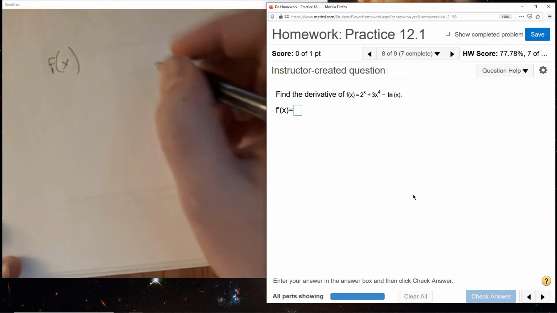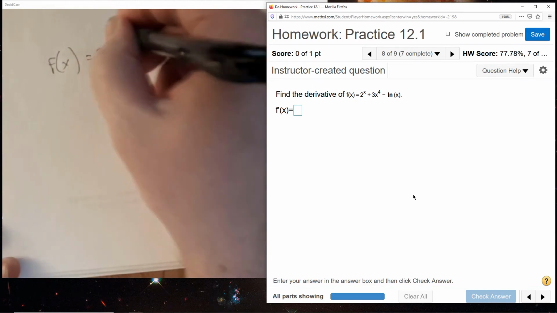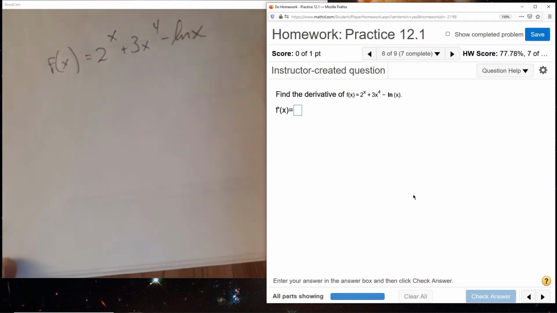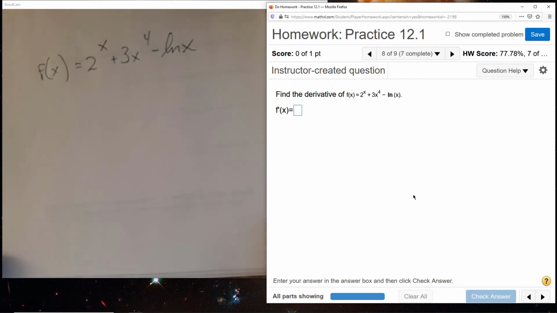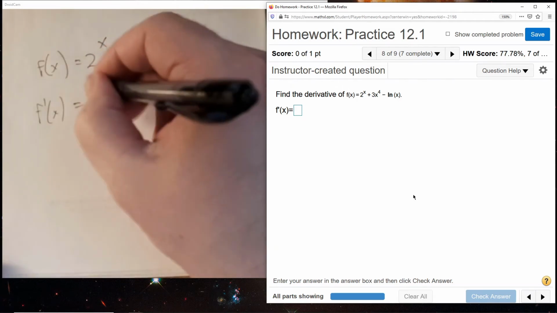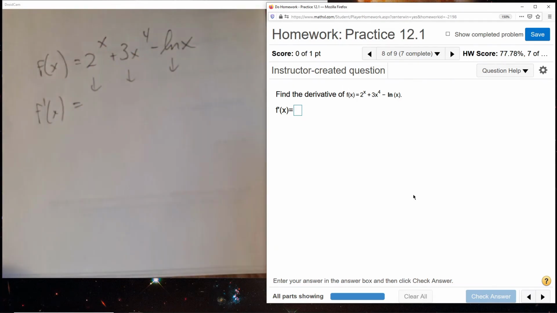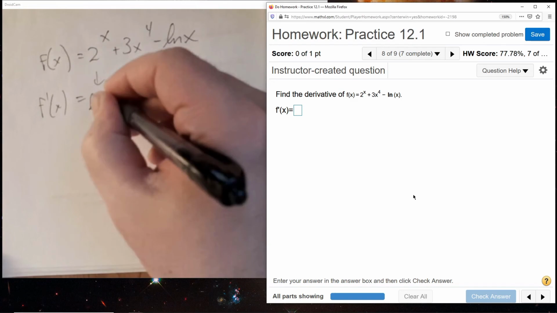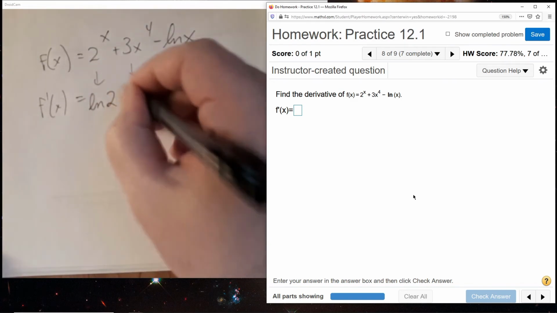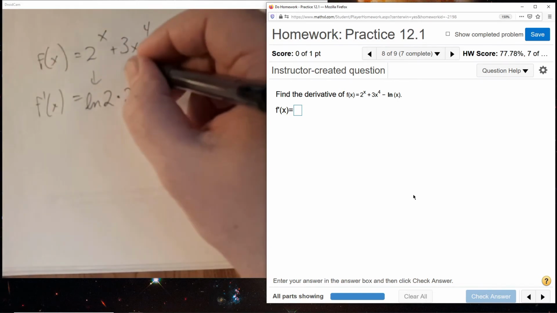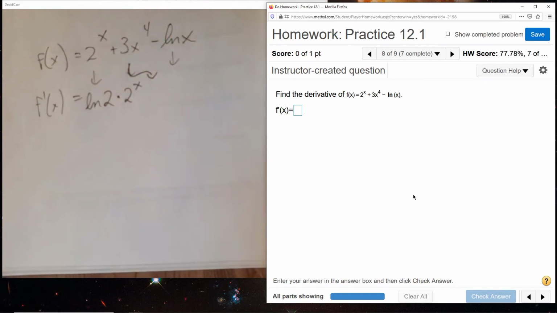So number 8, the derivative distributes. We can do these term by term. So the derivative of an exponential is log of the base times itself. And my arrow is going to have to curve over like that.